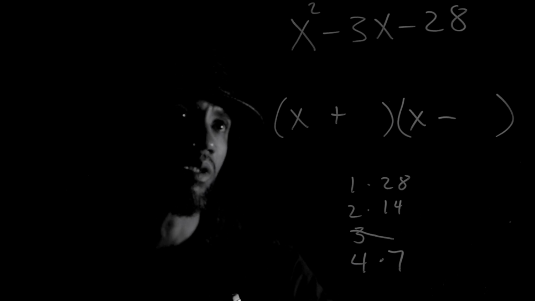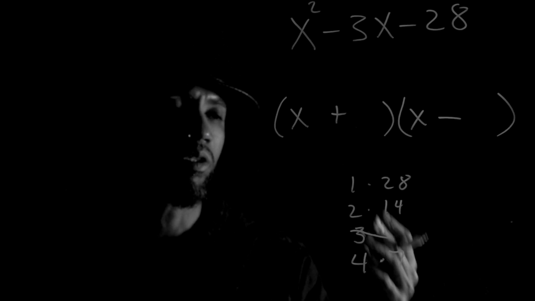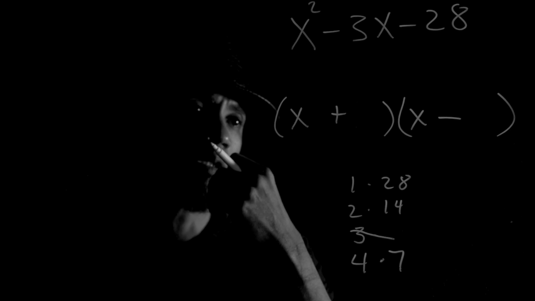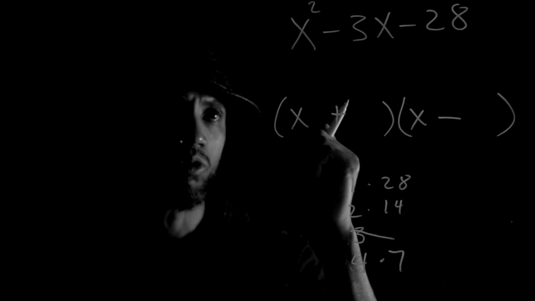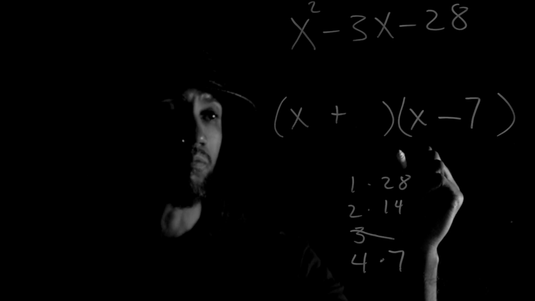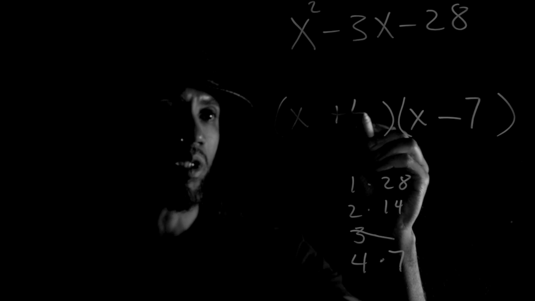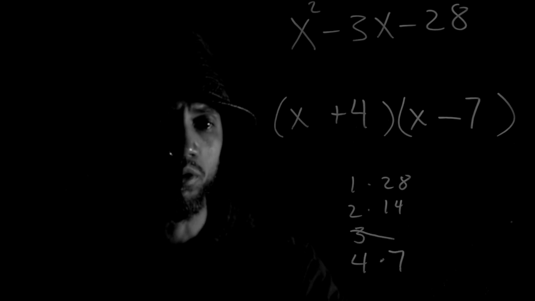Which one's going to be negative? We need a negative 3. Now, the challenge is, where does the 7 go and where does the 4 go? Well, you want a negative answer here, so you want the bigger number to be negative. You could do trial and error and flip it back and forth, or after a while you just figure out how this works.